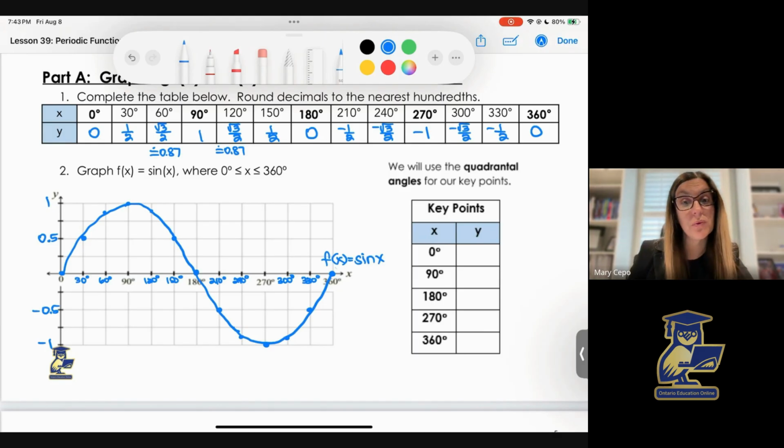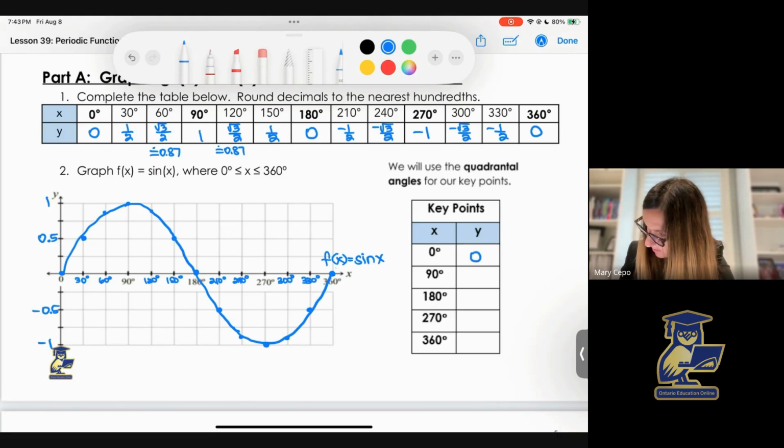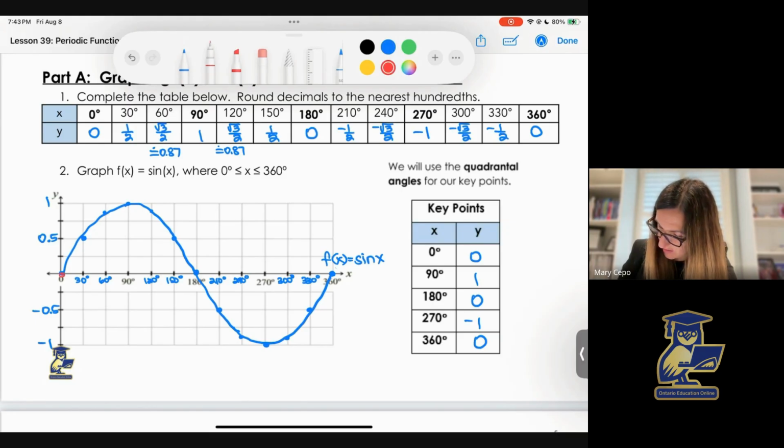We will use the quadrantal angles for our key points. What that means is when you're looking at the quadrants: 0, 90, 180, 270, 360. Those are the key points. Just like with the other functions, there are those parent key points. These 5 points are the key points for the sine function. So when you're looking at y equals sine theta, remember the key points at 0, 90, 180, 270, 360. At 0, we're at 0, then we're at 1, 0, negative 1, 0. We know it's a nice smooth curve, so these are our key points.